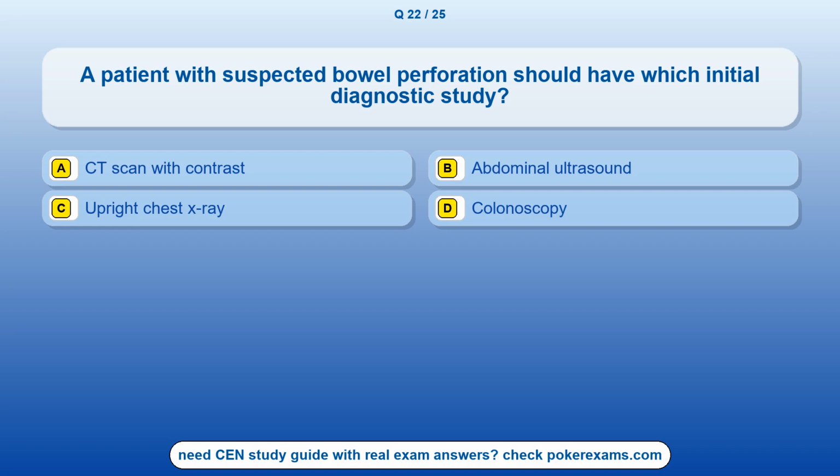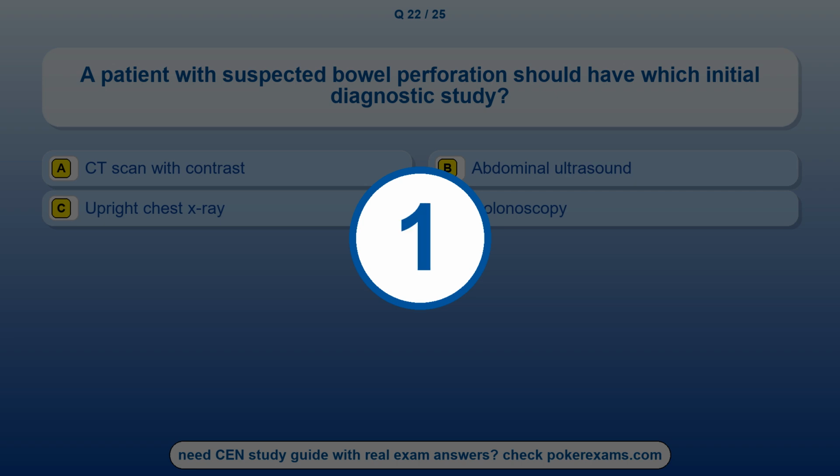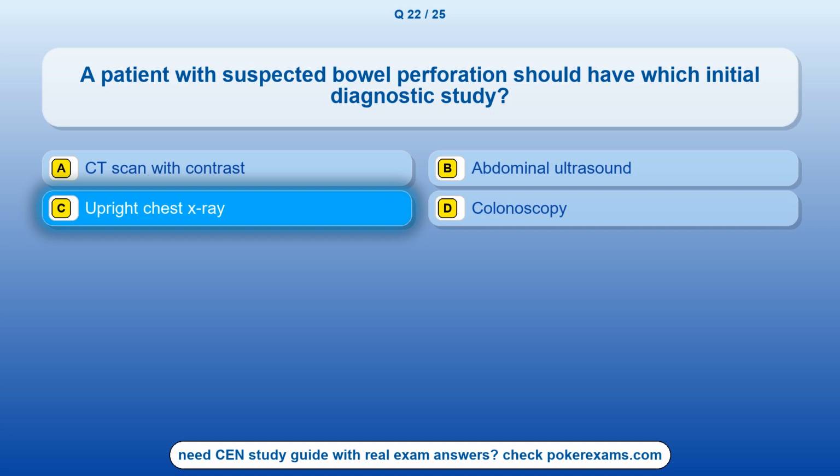Question 22. A patient with suspected bowel perforation should have which initial diagnostic study? Option A, CT scan with contrast. Option B, abdominal ultrasound. Option C, upright chest X-ray. Option D, colonoscopy. The correct answer is option C, upright chest X-ray.